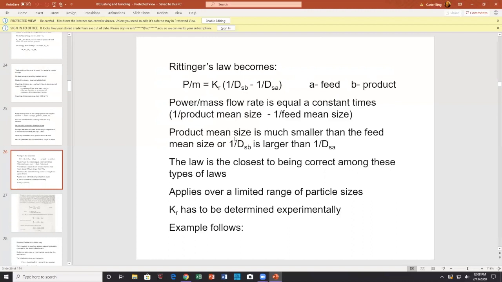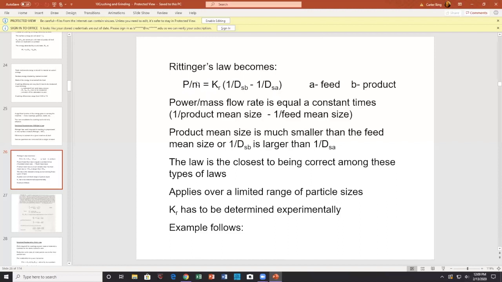Anyway, product size is much smaller, so that means 1 over DSB is larger than 1 over DSA. The law is close to being correct. Is the closest to being correct among these types of laws. Applies over a limited range of particles, and K has to be determined experimentally. You might want to determine your K.